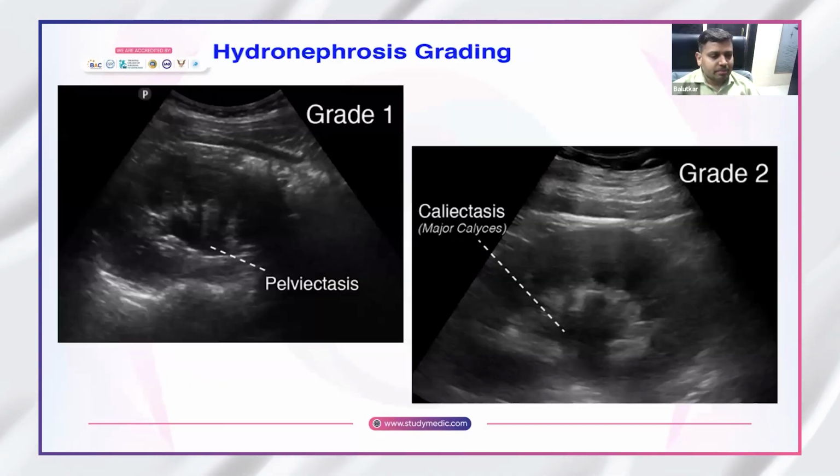So let's have some pictorial appearance. We can see the ultrasound examination images. In the first image, there is only dilatation of the renal pelvis. Neither the renal calyces, minor or major, are dilated. This is what is called pelvic ectasis or pyelectasis, and this is grade 1 hydronephrosis. In the second image, we can see there is dilatation of the renal pelvis and dilatation of the major calyces, and this is how grade 2 hydronephrosis looks on ultrasound examination.